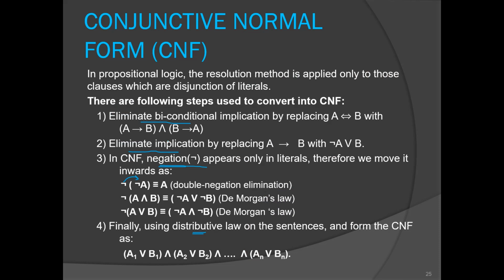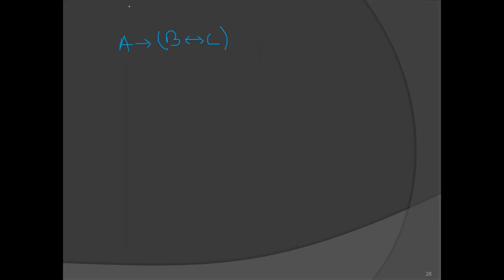First we will remove the biconditional. We know the biconditional elimination rule, so this is equivalent to this thing. Now remove the implication. First we will remove this implication, so this will become negation of B or C and negation of C or B.